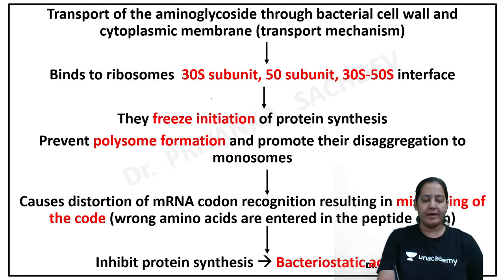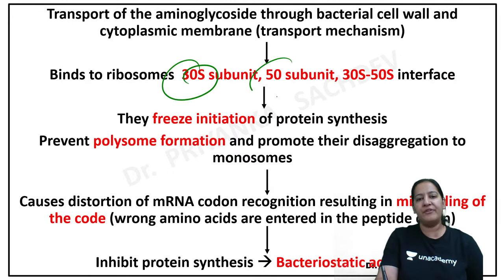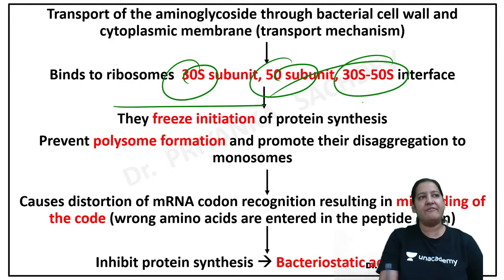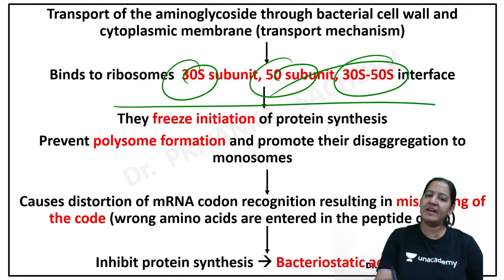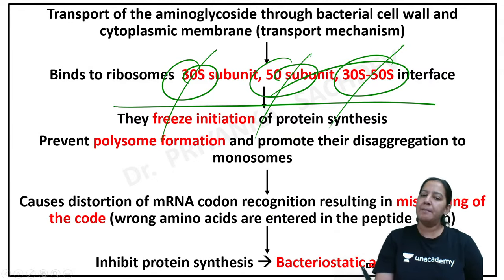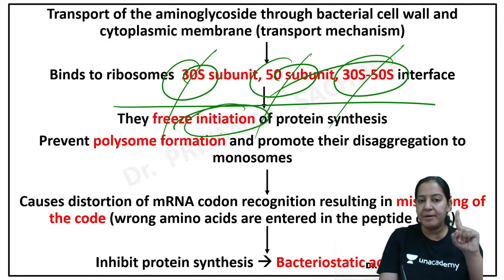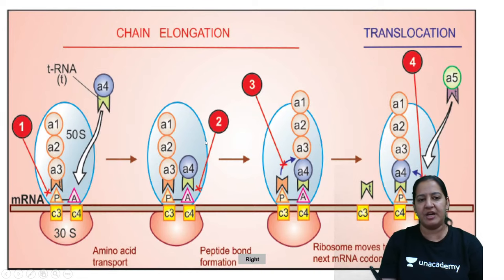So, no, I'm sorry, it acts on 30S also, 50S also and the junction also. It acts everywhere. Yes Vivek, you are right. It acts on 30, 50 and 50 plus 30, all. And it inhibits step number 1, that is initiation. Where is the diagram?